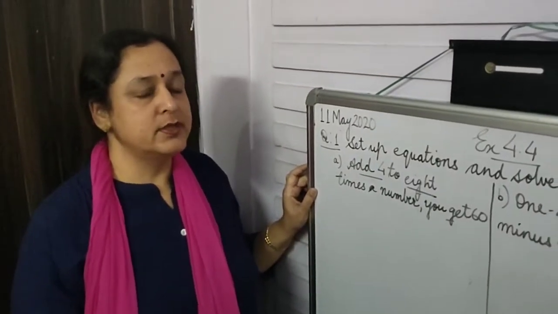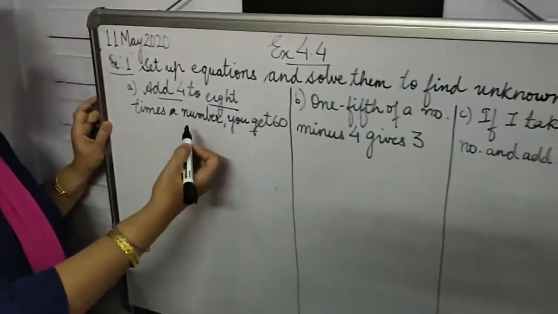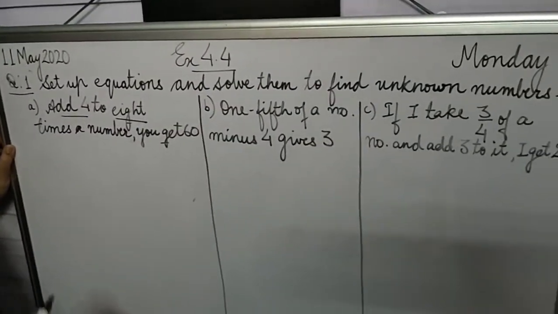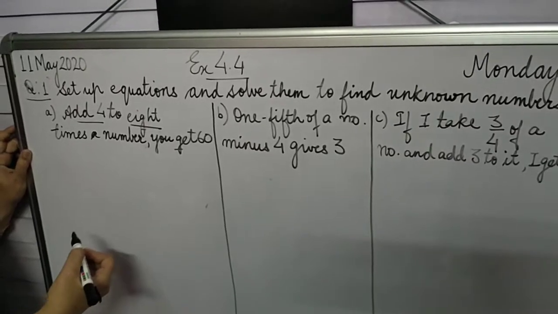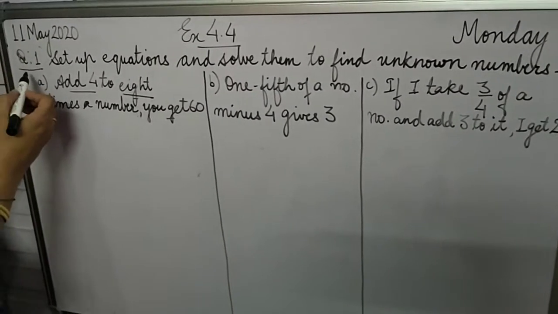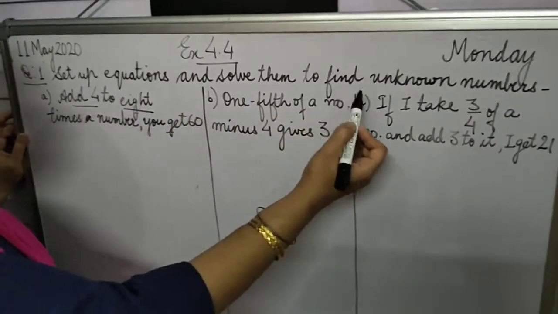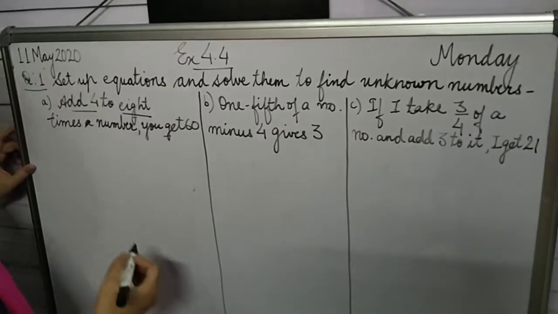Good morning, dear students. Today we are going to start exercise 4.4. Here we are given word problems. So first we will be making equations from these problems and then we will solve these equations. Now the first question is: set up equations and solve them to find unknown numbers in the following cases.